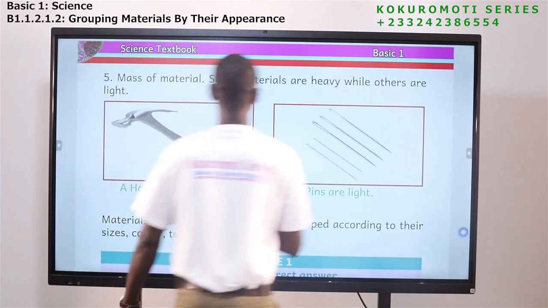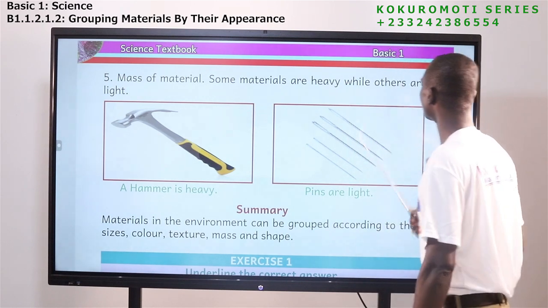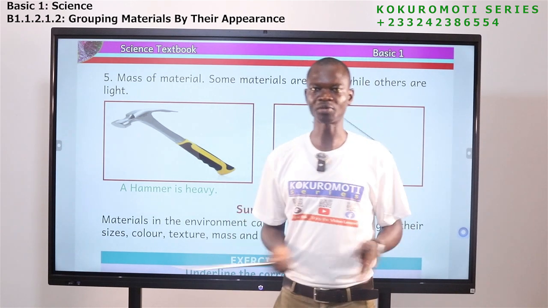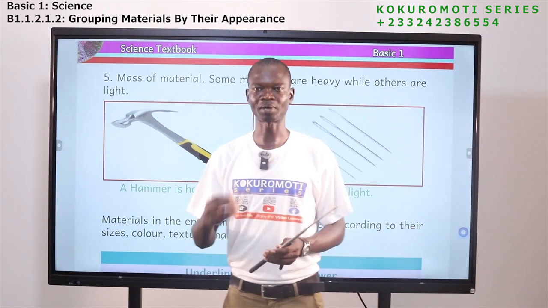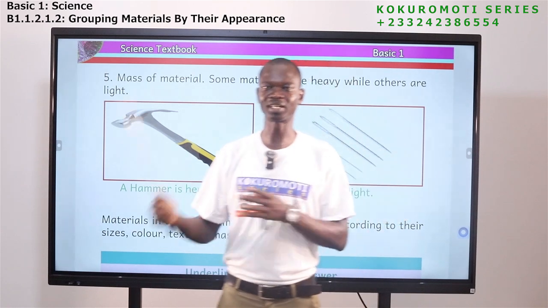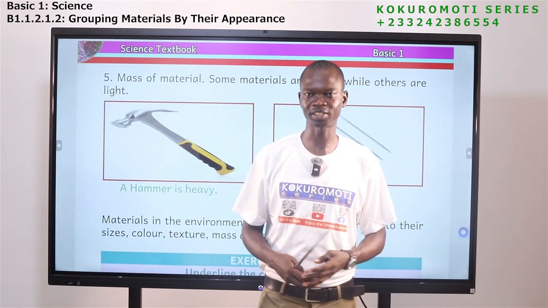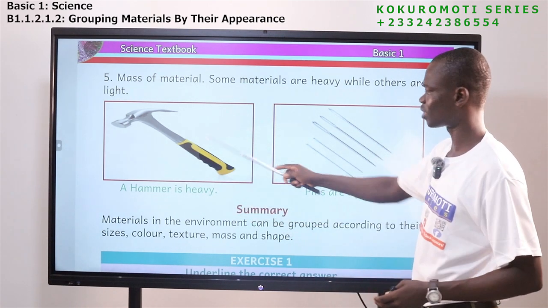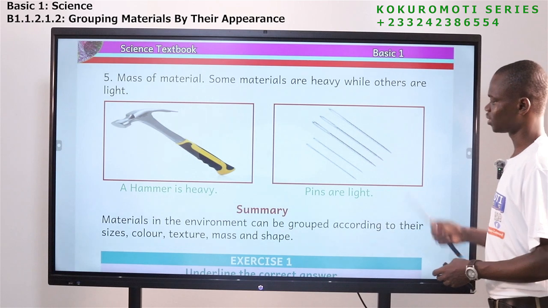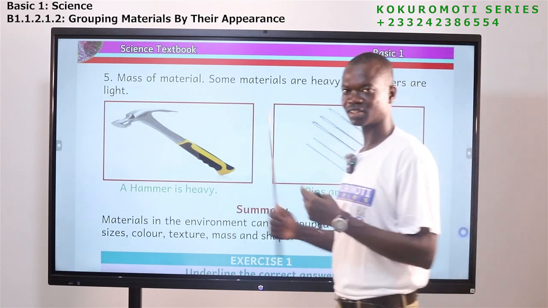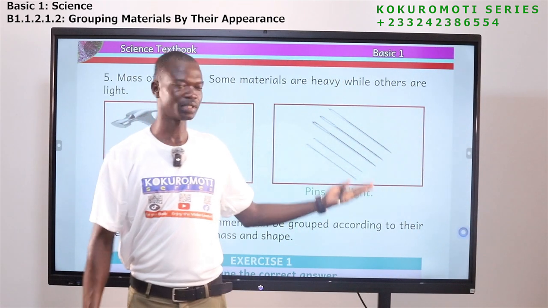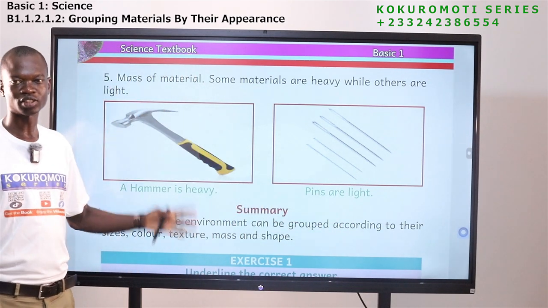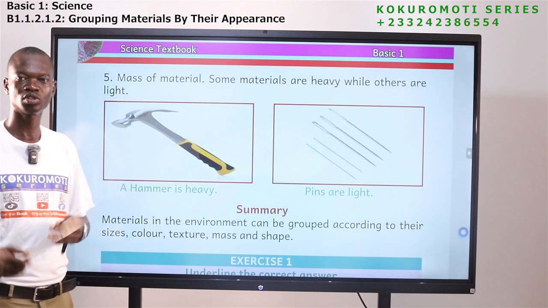Okay, so the next one is what? Mass of material. Some materials are heavy while other materials are light. Some are heavy, some are not heavy. So you can also group materials according to what? The weight, the mass of it. Here we are saying that hammer is heavy. Hammer, we all know hammer. This is hammer. And then these are what? Pins. If you compare the two, the weight, you see that hammer is heavier than pin. Do you get it? So the mass of that particular object or material can be used to group them.